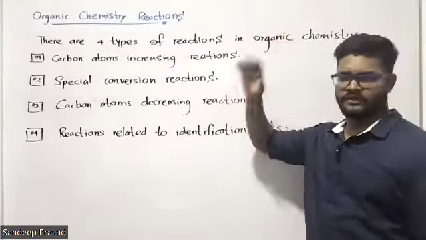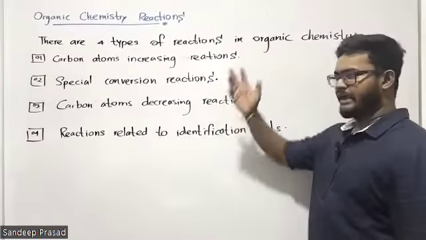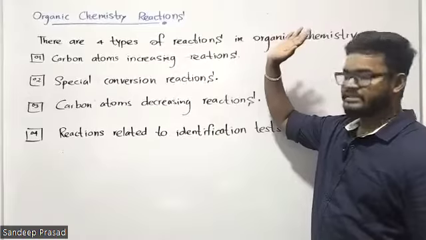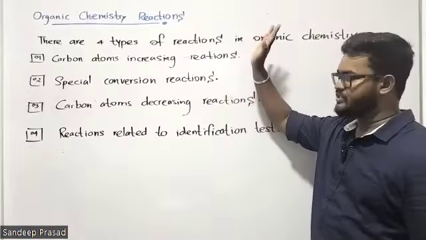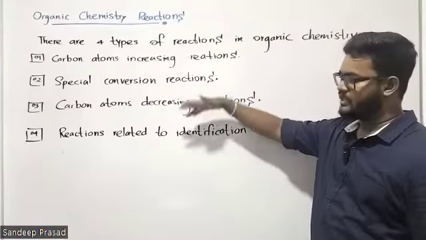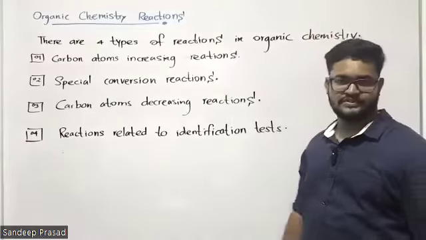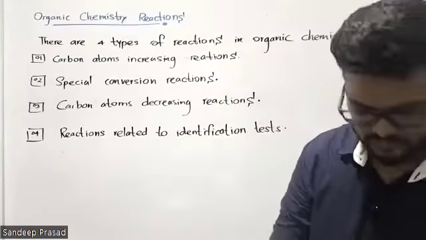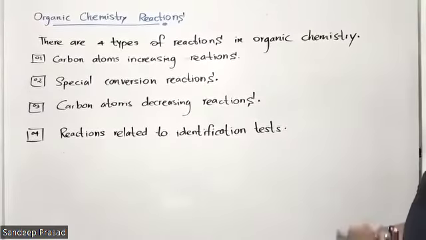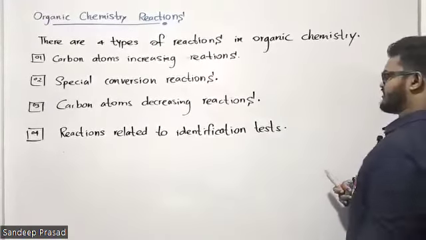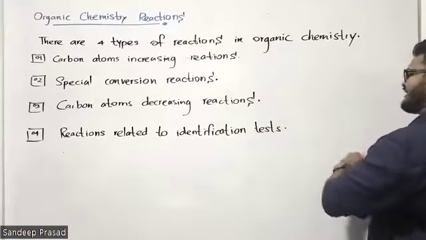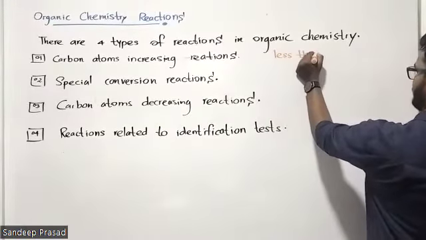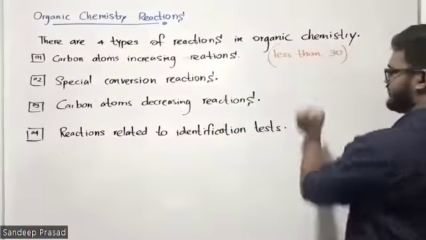We can categorize all of these reactions under these 4 topics: carbon atoms increasing reactions, special conversion reactions, carbon atoms decreasing reactions, and the reactions related to the identification test. So these are the 4 types. When we consider the carbon atoms increasing reactions, there are less than 30 reactions.